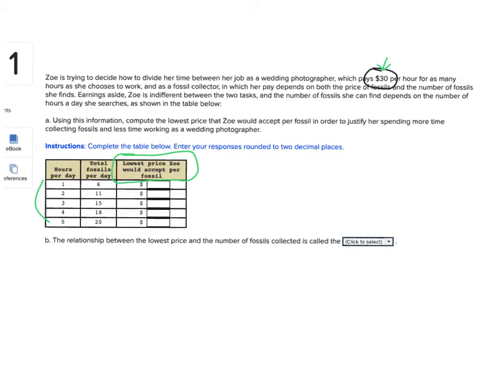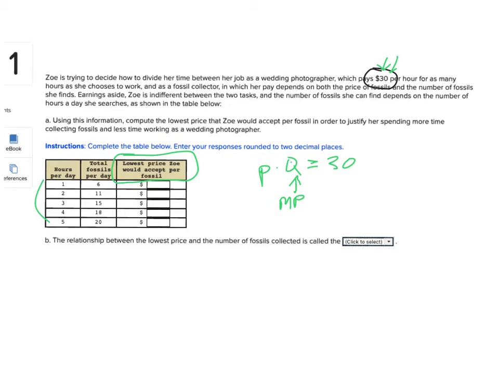Zoe's the firm. How much is the lowest she could accept? So it's how much would the price of a fossil have to be to make at least $30 off a fossil. So price times quantity has to be greater than or equal to $30, and the key to understanding this quantity is that we're thinking about hour by hour by hour. This will be the marginal product, the quantity she gets in 1 hour.